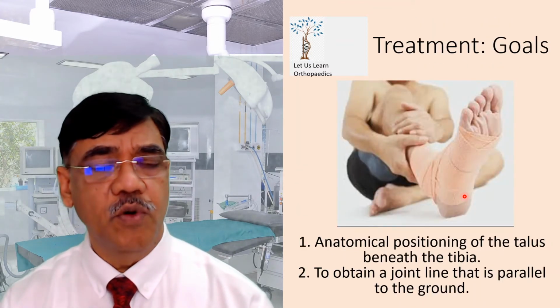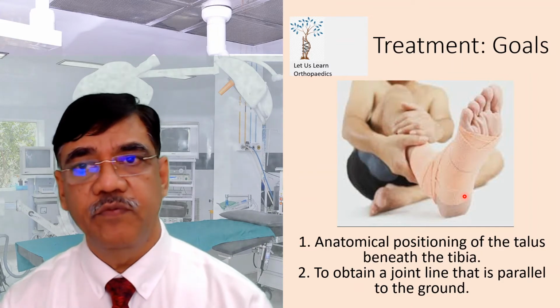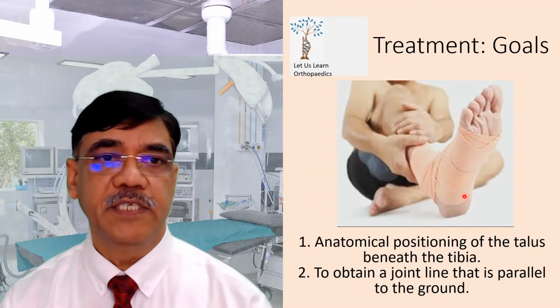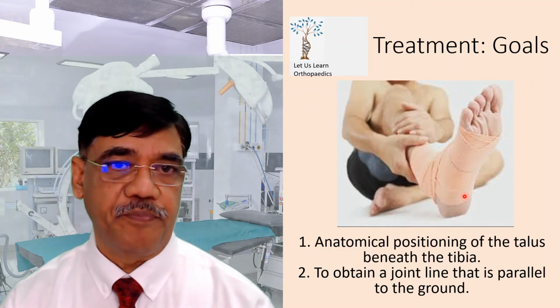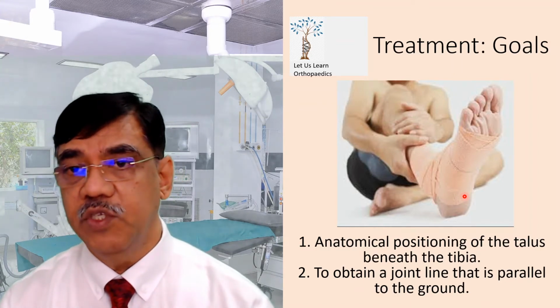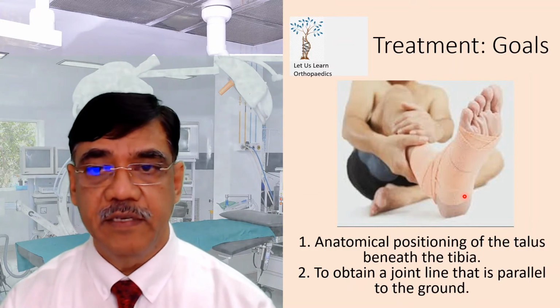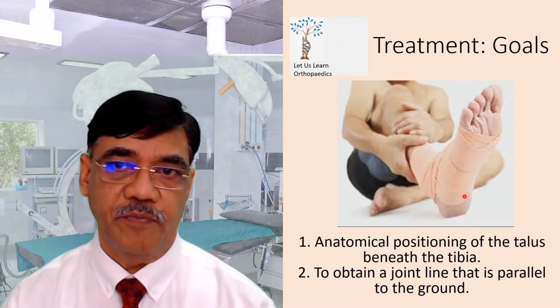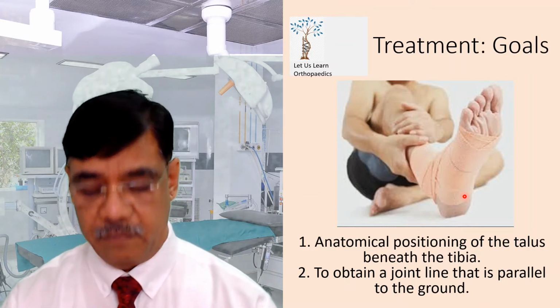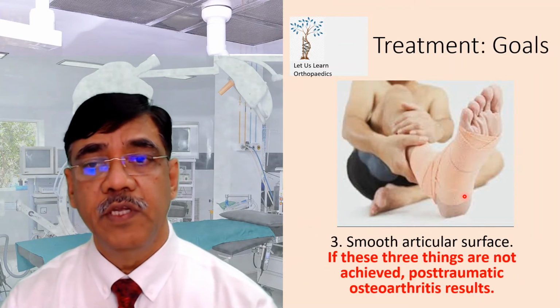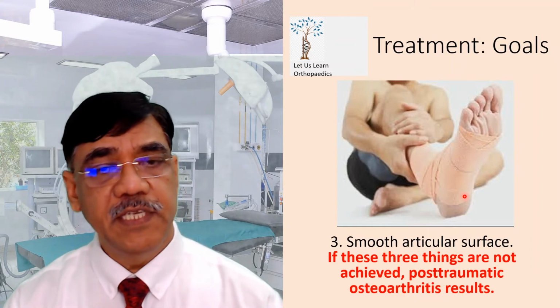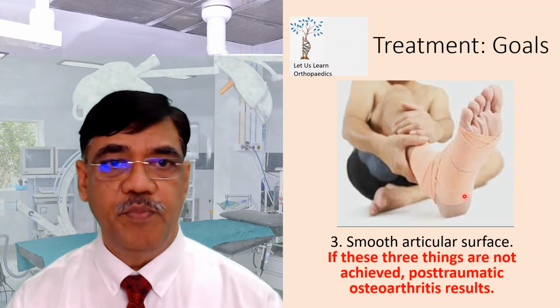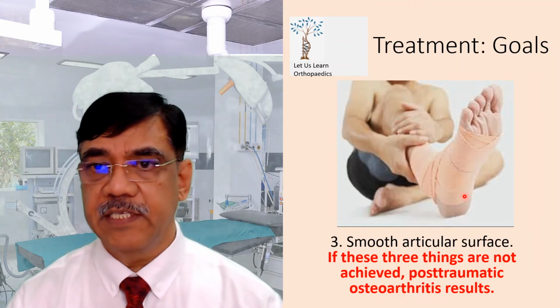Now the treatment goals. The first goal of treatment is anatomically positioning the talus beneath the tibia. The second goal is to obtain a joint line that is parallel to the ground. The third goal is a smooth articular surface. Now if these three things are not achieved, post-traumatic osteoarthritis is the result.